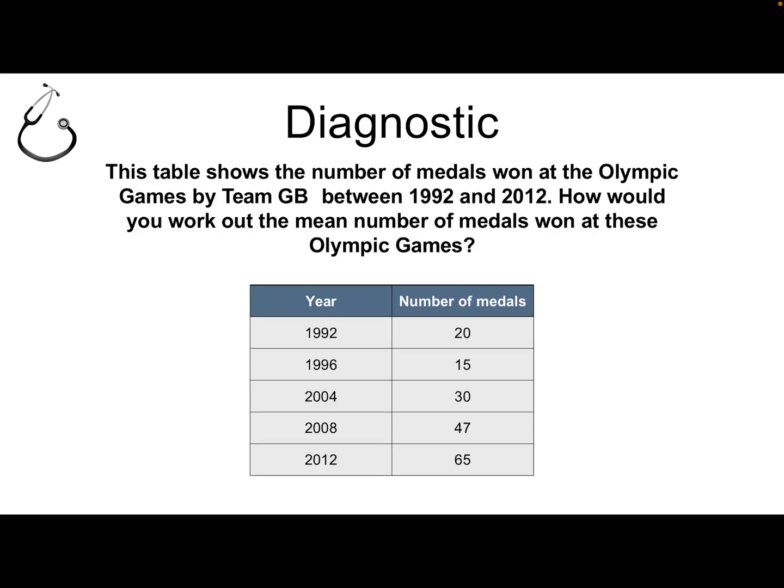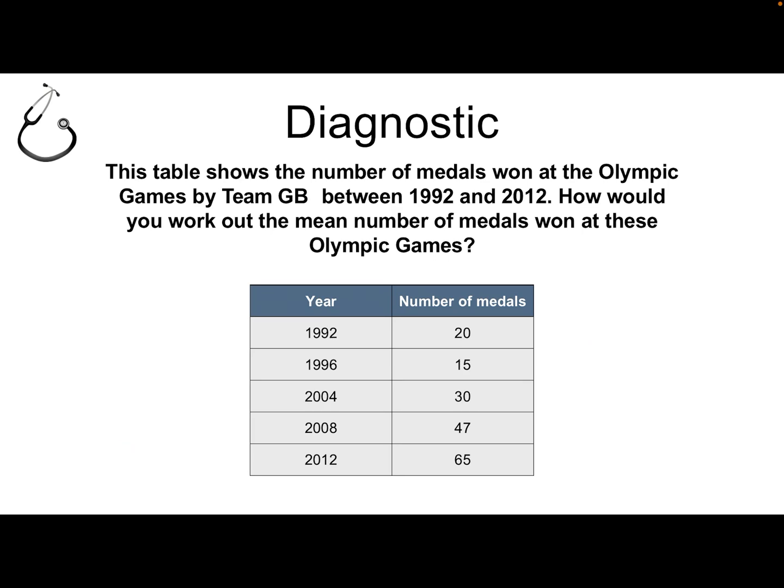Now, I'm not going to ask you to do this one, but I just want you to be really, really careful, because this table looks like it might be a non-grouped frequency table, but actually it's not. This table shows the number of medals won at the Olympic Games by Team GB between 1992 and 2012. How would you work out the mean number of medals won at these Olympic Games?